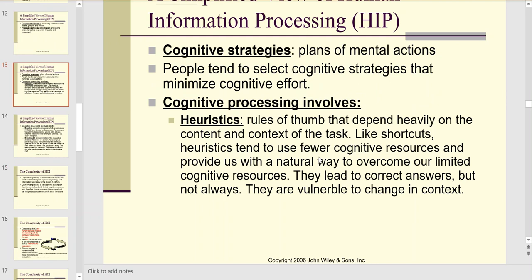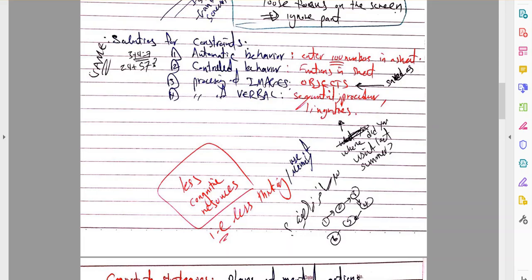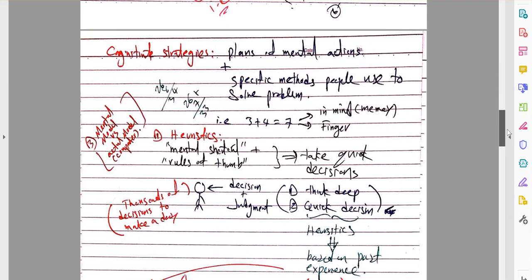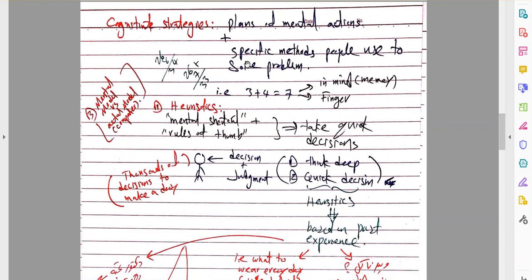Okay, so let's move on. We have something new called cognitive strategies. So what is meant by cognitive strategies? Plans of mental actions. So what does it mean? Let's go back again to this note. Cognitive strategies, plans of mental action. What does it mean? Specific methods people use to solve problems or to take decisions.